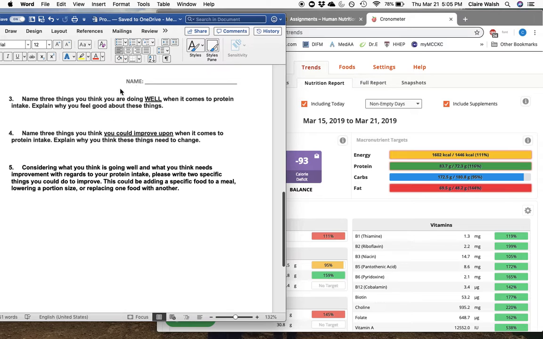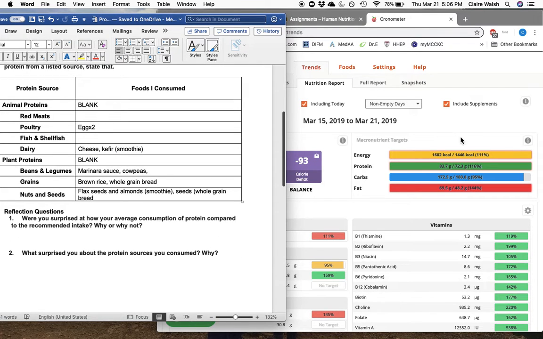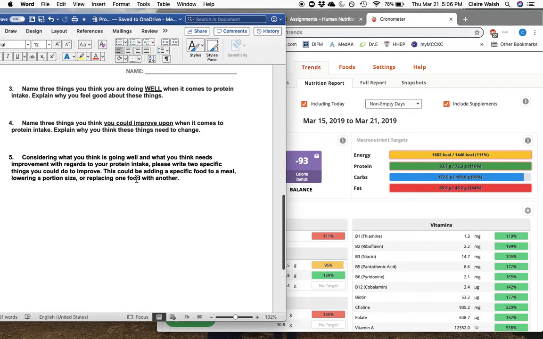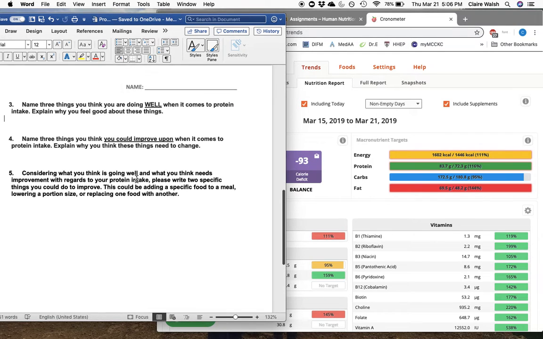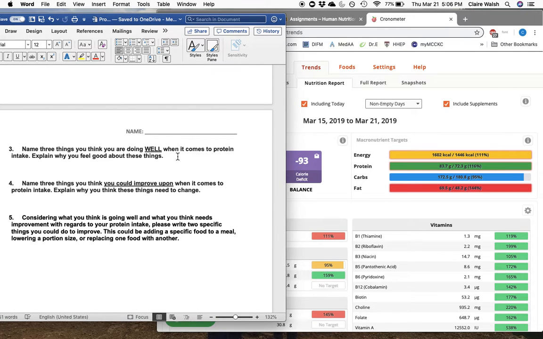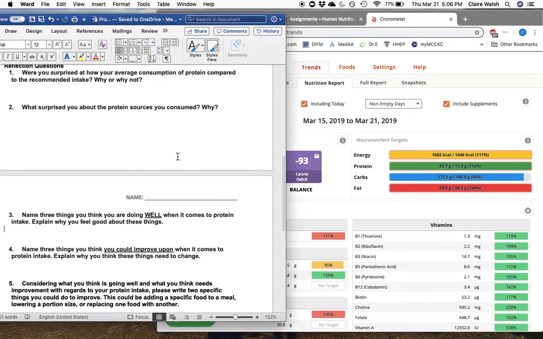This piece is important. Name 3 things you think you're doing well when it comes to protein intake. If this were me, I would say I'm meeting my protein recommendation. I see that I'm getting about 116%, which is not too far over. And I'm getting plenty of plant-based protein sources. I don't know what else. Well, those are just 2.